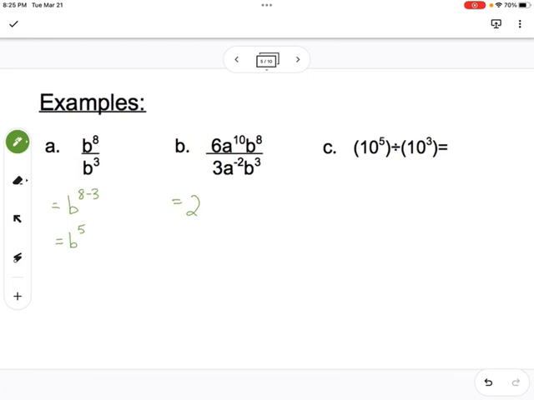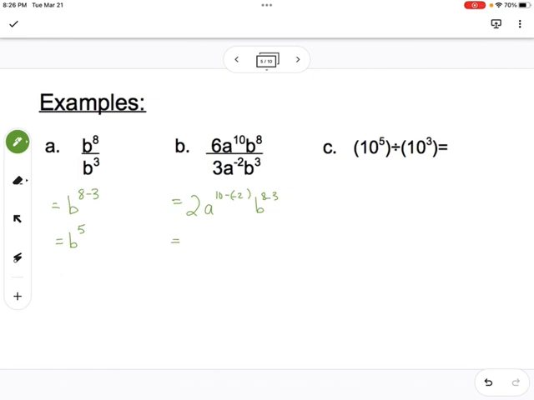Next we can do a to the exponent 10 divided by a to the exponent negative 2. We have the same base, so we can subtract the exponents: a to the 10 minus negative 2. And our b to the exponent 8 divided by b to the exponent 3 is b to the exponent 8 minus 3.